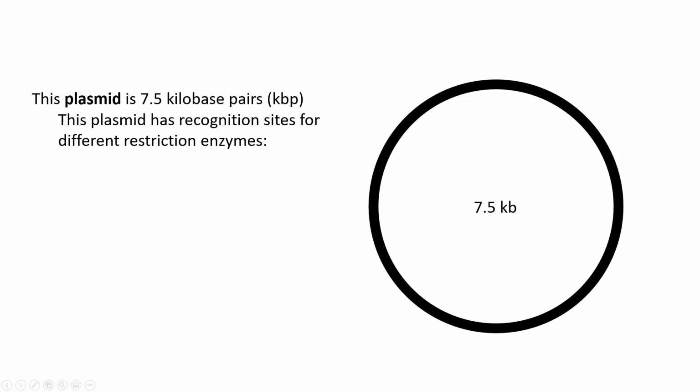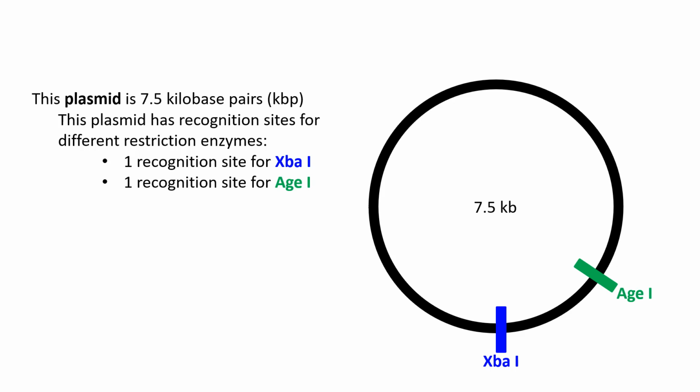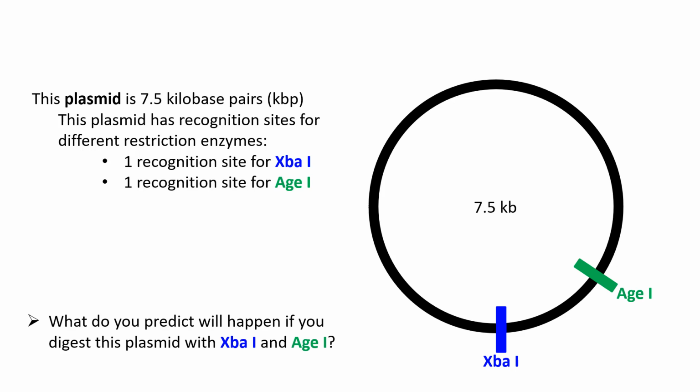So our base pairs are arranged in this circular piece of DNA, and this particular plasmid has recognition sites for different restriction enzymes. It has one recognition site for a restriction enzyme called XbaI. It has one recognition site for a different restriction enzyme called AgeI. And what I'd like you to do is to think about what you would predict would happen if you were to digest this plasmid with both XbaI and AgeI. So they're going to recognize their sites and cleave our DNA.